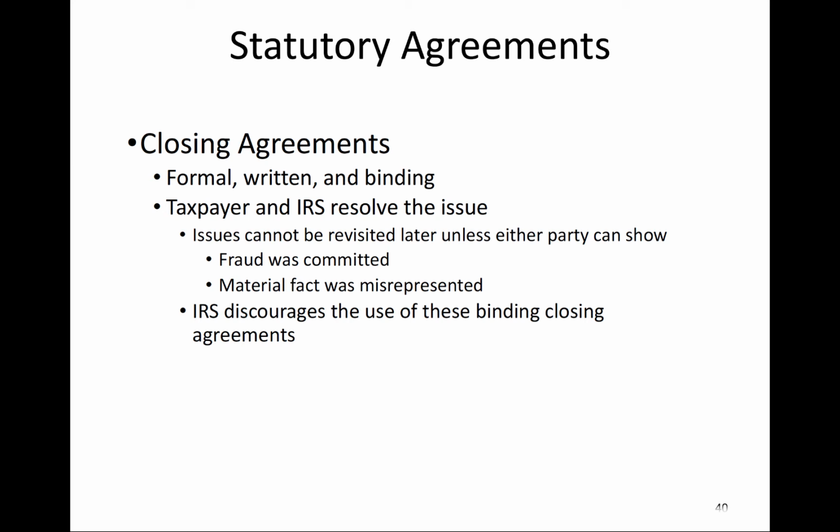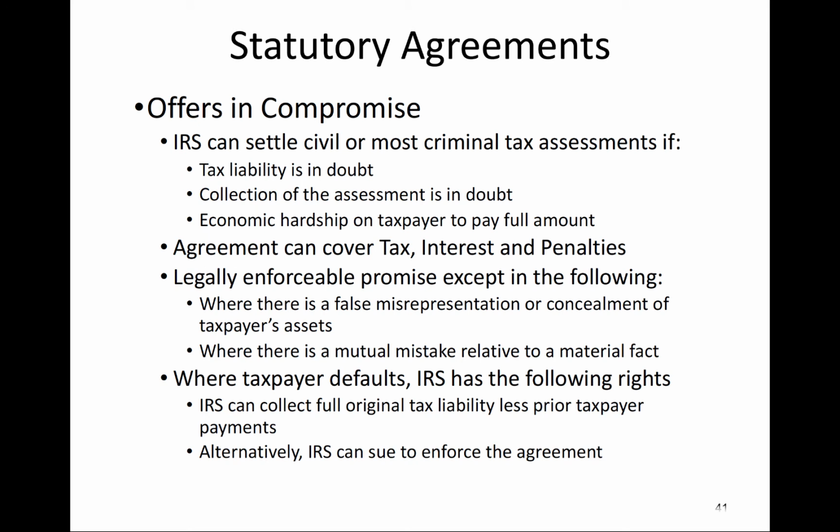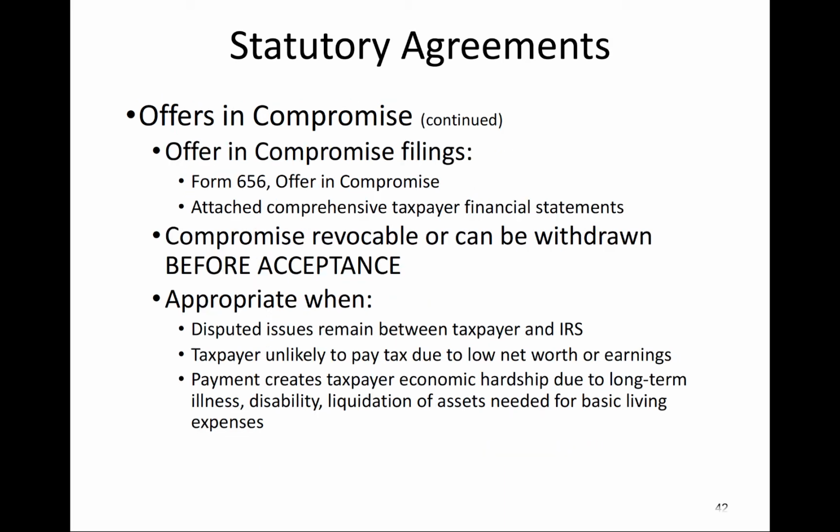So closing agreements are formal, written, and binding. Basically, the taxpayer and IRS resolve the issue. At some point you can have a closing agreement. Offers in compromise, so again, at any point you can settle, and that's really what the offer in compromise comes from. And again, that's going to be an important document, and the IRS really encourages settlement through their process. So here you go again, more stuff about the offer in compromise. So it's really about settling the issue.